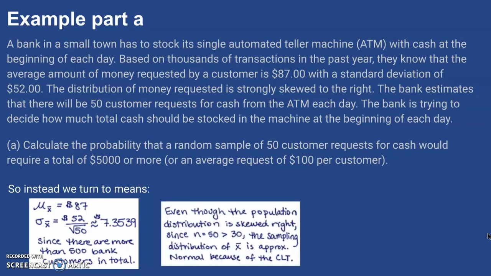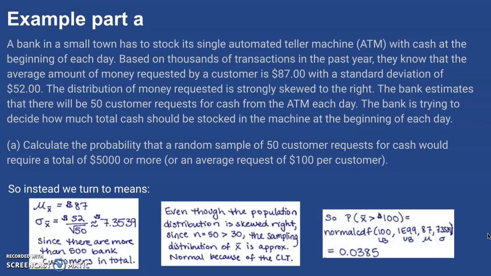Even though the population is strongly skewed to the right, since n is 50 and that's more than 30, the sampling distribution of x-bar will be approximately normal according to the central limit theorem. So the probability that x-bar is greater than 100 is just a normal calculation. We use normal CDF with a lower bound of 100, an upper bound of something very big, a mean of 87, and a standard deviation of 7.3539. And that gives you 0.0385.